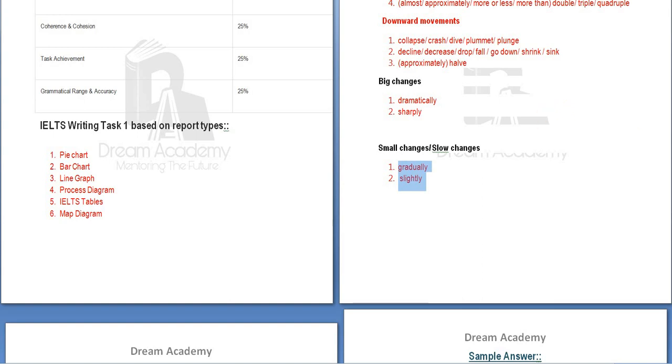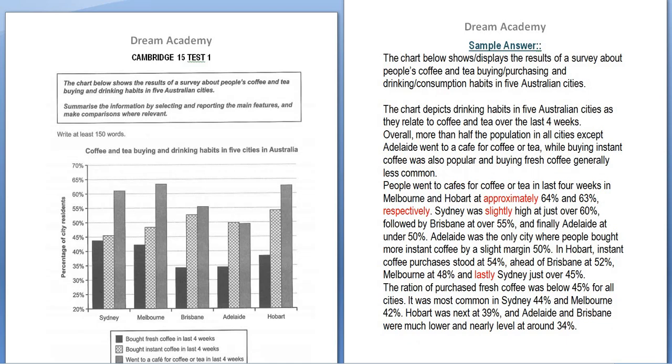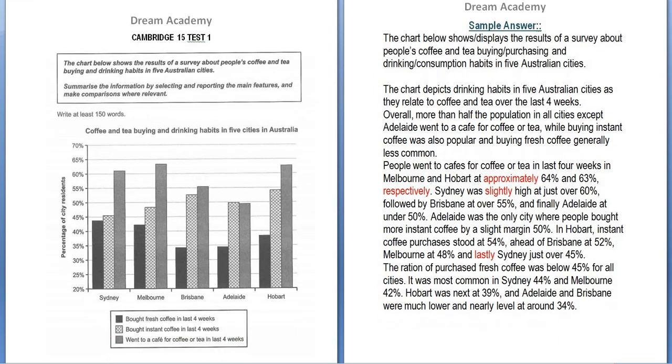So let's move to the main topic today. So here is the question. And today's question I have taken from Cambridge 15 book, and this is the test 1, task 1 of writing test. So at first, when you have the question paper in your hand, go through the question properly and very clearly. First read down the questions.